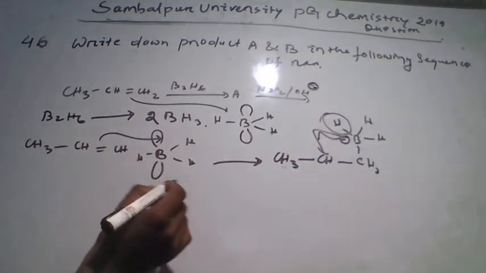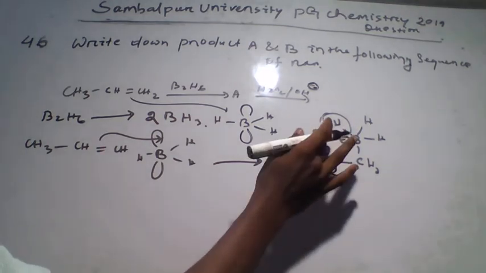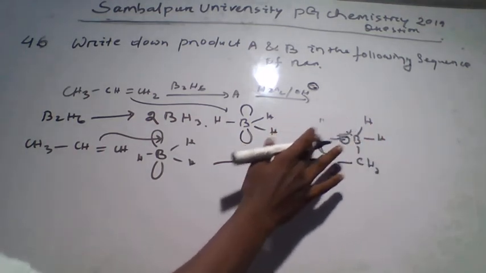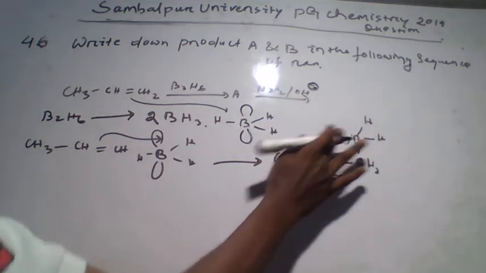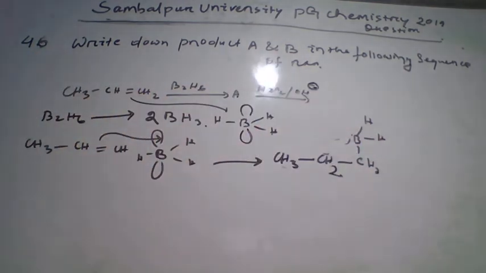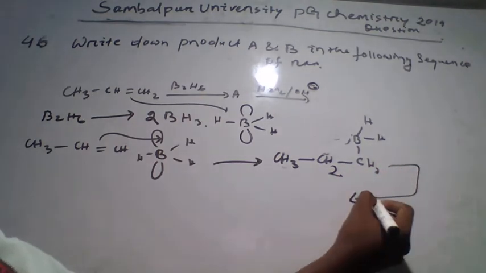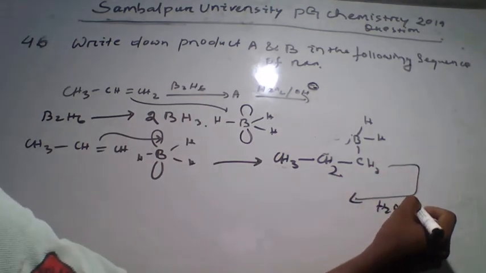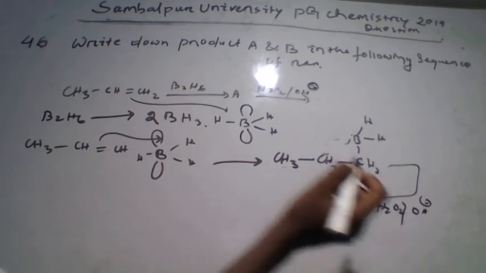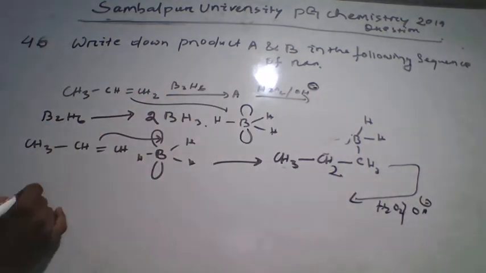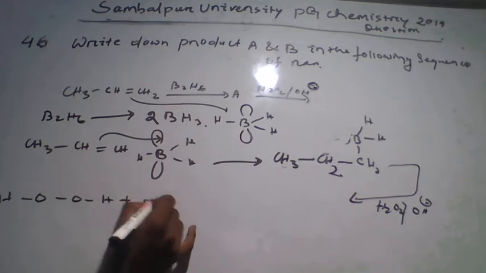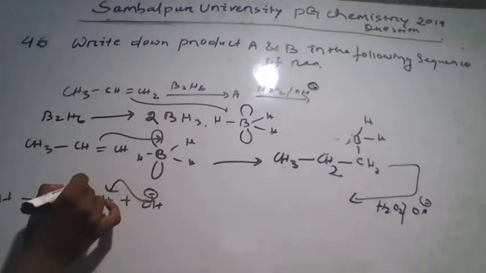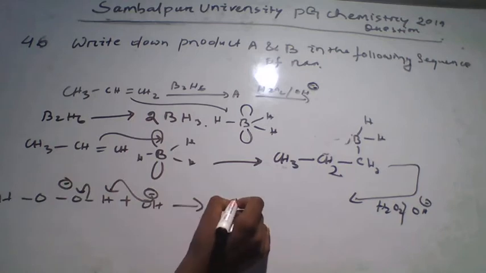So it has CH2. And the next step, what is given is H2O2, OH minus. You know H2O2, this is your H2O2. OH minus abstracts this proton, and this is your peroxide like this.